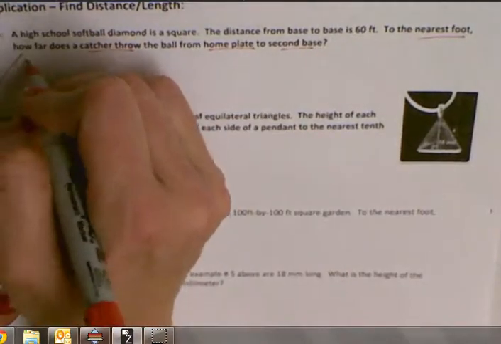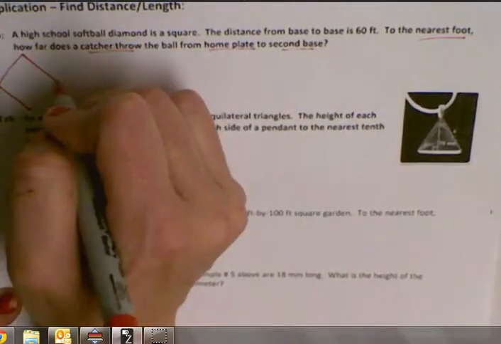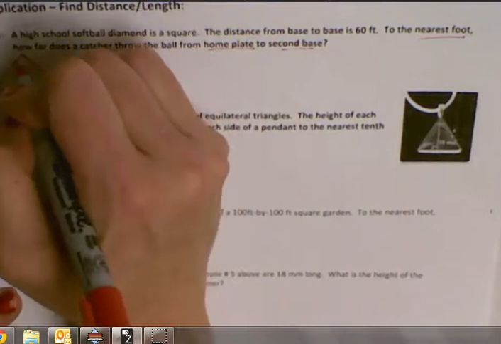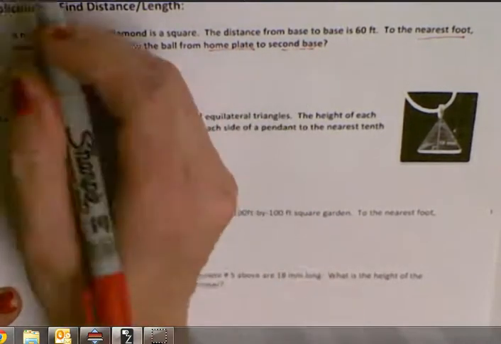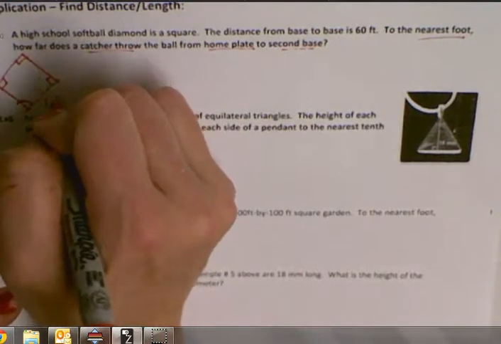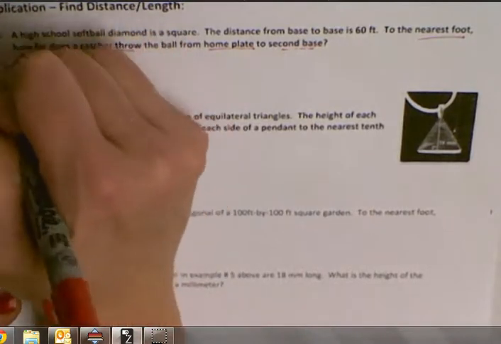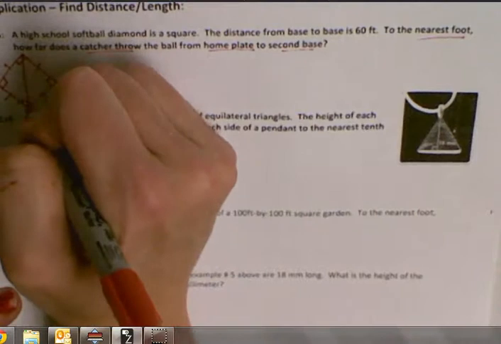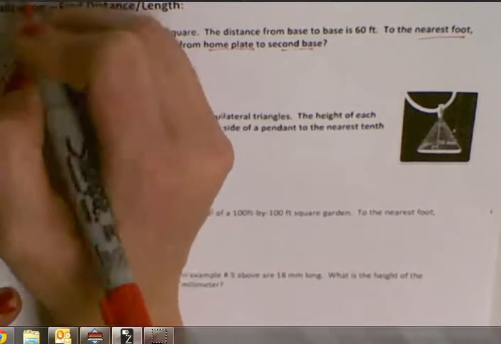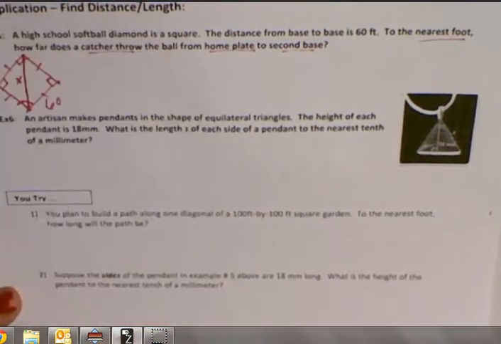So I'm going to draw our field, and it tells us it's a square, and it tells us between bases is 60 feet. Since it's a square, I know all the sides are congruent, and it wants me to find how far the catcher throws from home to second. So I'm going to call that X.